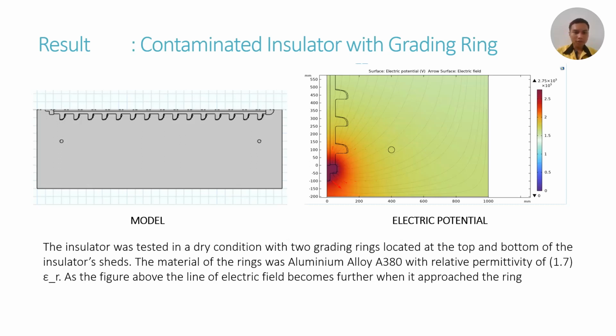The insulator was tested in dry condition with two grading rings located at the top and bottom of the insulator shade. The material of the ring was aluminum alloy A380 with relative permittivity of 1.7 as in the figure above. The electric field lines become further apart when they approach the ring. When the electric field lines are further apart, it avoids dangerous events such as a spark occurring. So that's all for the FEA results.